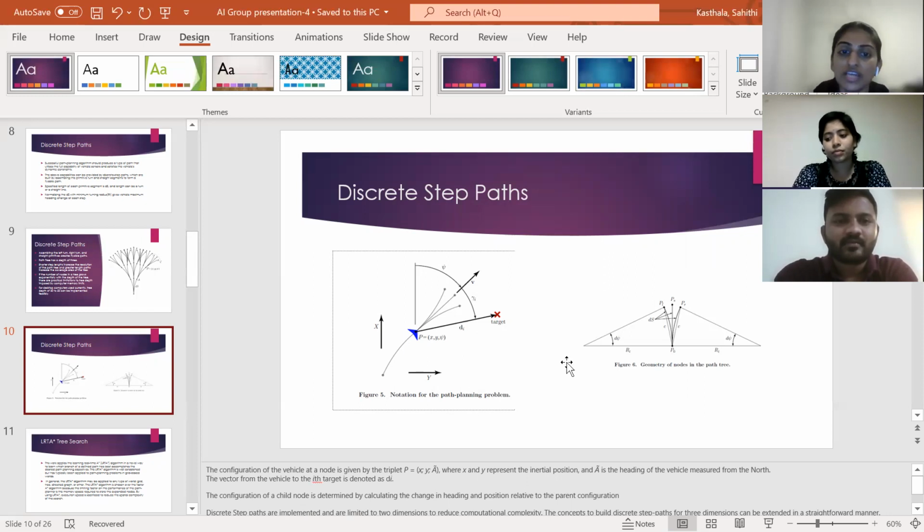The configuration of the child node is determined by calculating the change in heading and position relative to the parent configuration. Discrete step paths are implemented and limited to 2 dimensions to reduce computational complexity. However, if you want to build discrete step paths for 3 dimensions, it can be extended in a straightforward manner. Moving on, my teammate Sai Prapurna will continue discussing the LRTA star research.